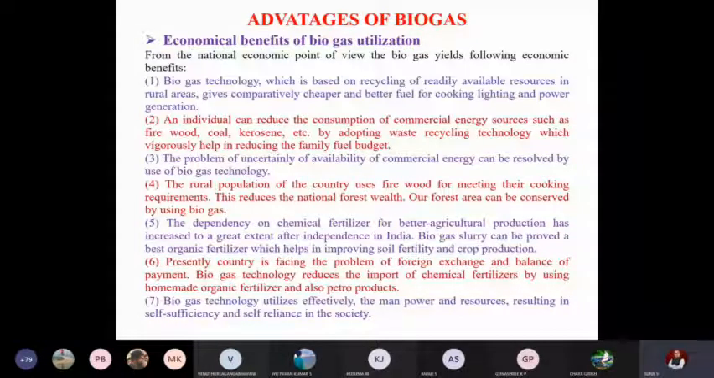Presently, the country is facing the problem of foreign exchange and balance of payments. Biogas technology reduces the import of chemical fertilizers. One is that import of fuel can be reduced, and import of chemical fertilizers can also be reduced. Biogas technology effectively utilizes manpower and resources. Whatever local manpower is there will be used. Self-reliance will be there in the society. These are some of the economic benefits of biogas utilization.